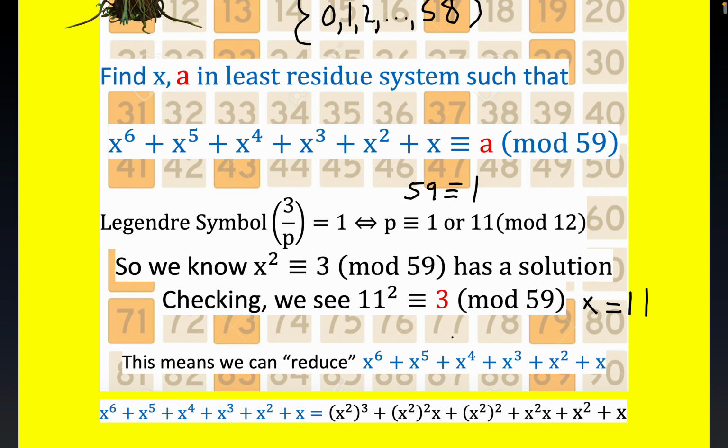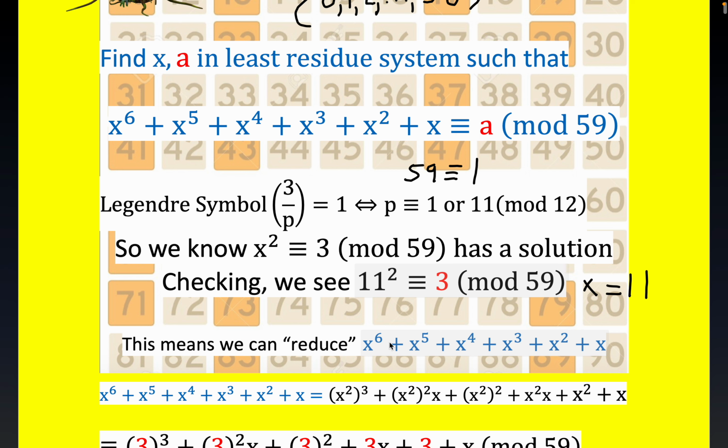Get the variables, because this is quite a bit of information. We know that 11 squared is always the same thing as 3. This number is 121, but it's the same thing as 3 modulo 59. So you can see that re-expressing this using laws of exponents, with x squared happening all over the place, is very, very useful. This is really more of an exercise in exponents.